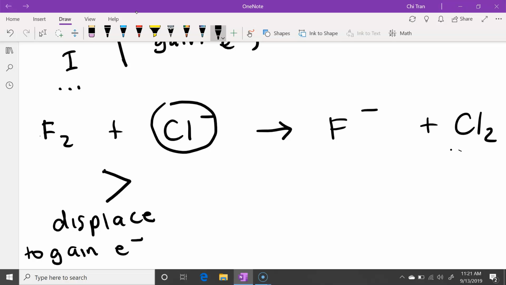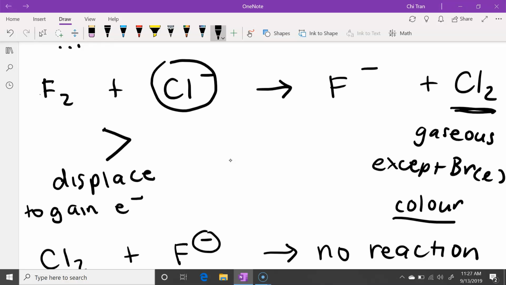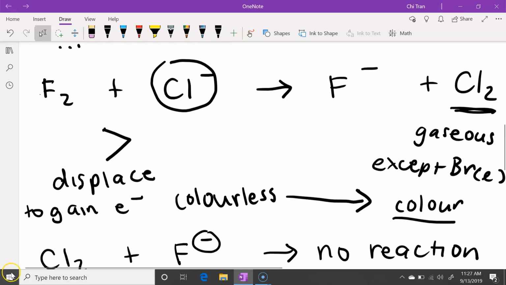Going back to our first example, the element that has been displaced, so the element with the 2, like Cl2 in the example, is in gaseous state. But with the exception of bromine, because bromine is actually in liquid state at room temperature. Also, the element that's been displaced has a color, so Cl2 has a color of its own, whereas Cl negative is colorless, so we actually expect a color change throughout this chemical reaction.